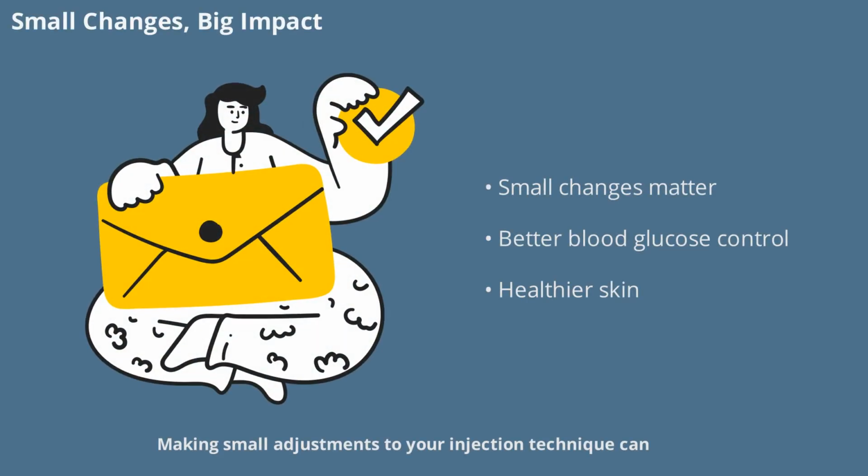Making small adjustments to your injection technique can have a big impact on your diabetes management. Rotating sites, using new needles, and avoiding lumpy areas all help your insulin work as intended. These simple habits can lead to more stable blood glucose levels and healthier skin.